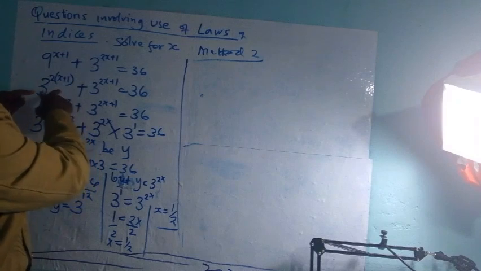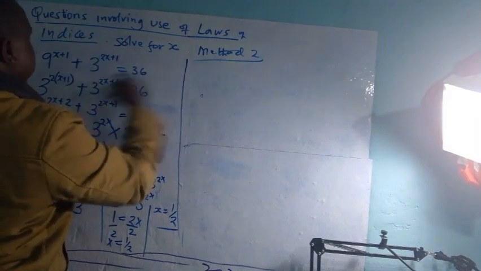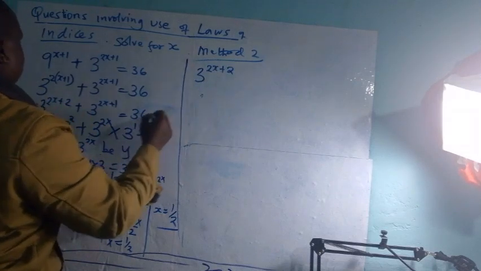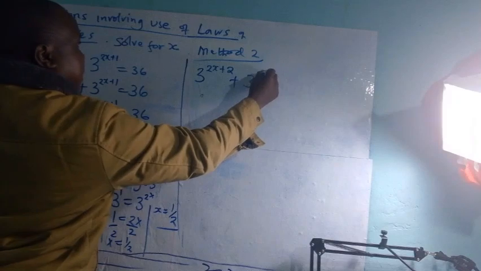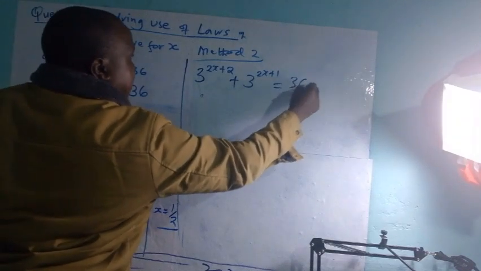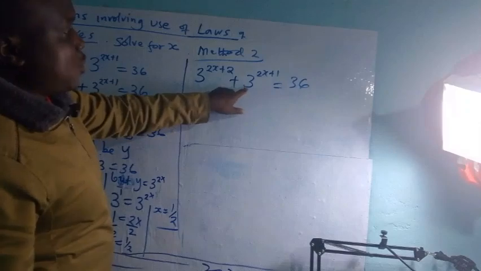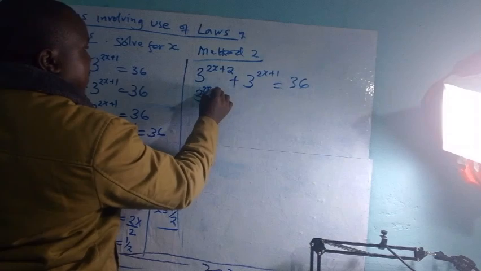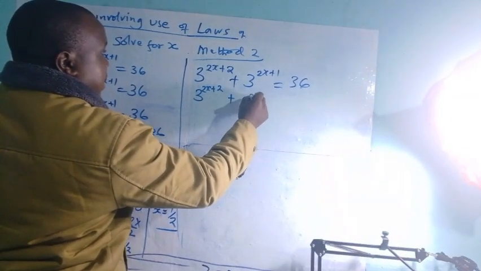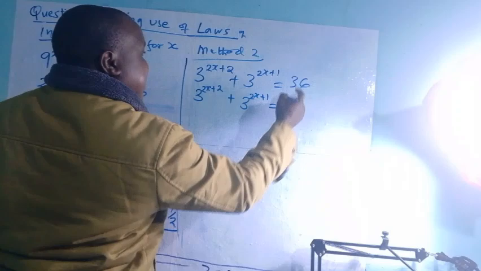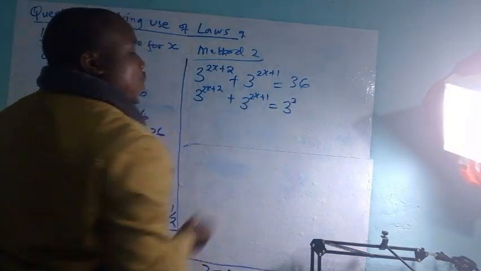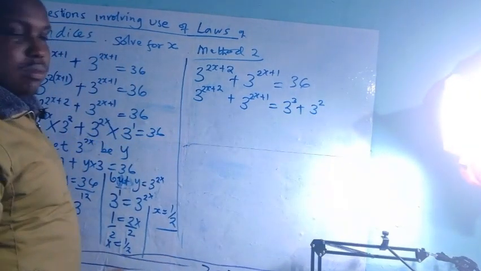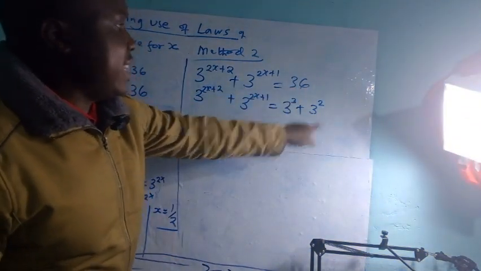So let's start here. You have written this one as 3 raised to 2x plus 2 plus 3 raised to 2x plus 1 is equal to 36. Now I want to write this 36 in terms of base 3 to ensure that the bases are the same. 36 is simply 3 raised to power 3, which is 27, plus 3 raised to power 2, which is 9. Yes, that is 36.